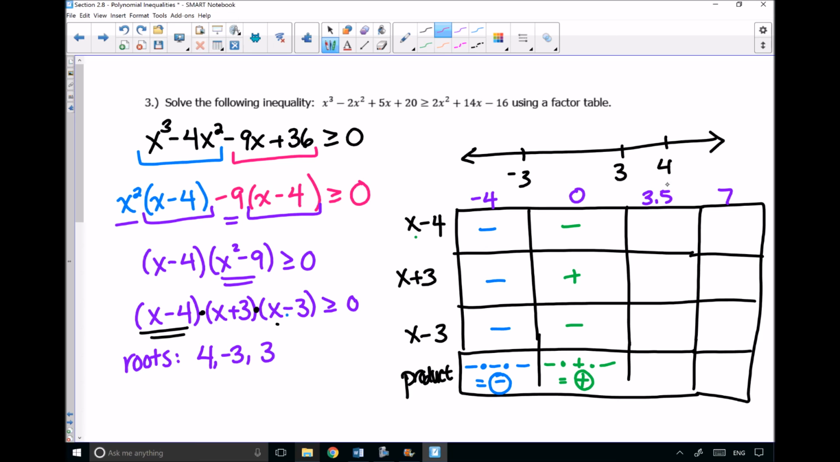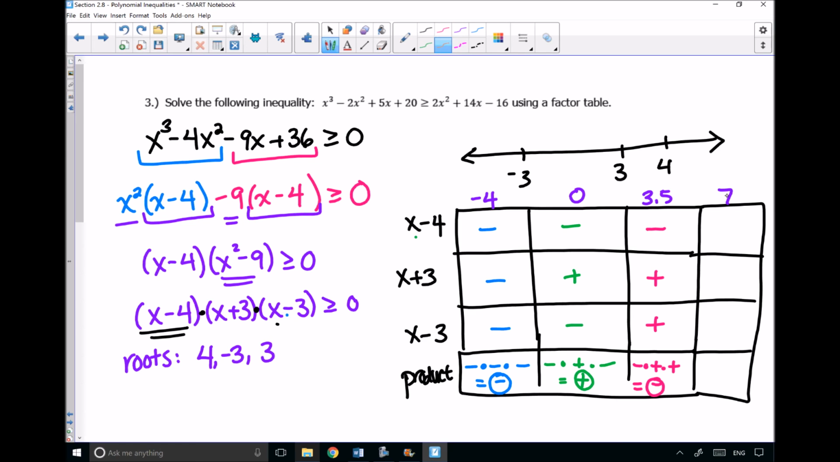So here, if x is 3.5, if I do 3.5 minus 4, I get a negative. If I do 3.5 plus 3, I get a positive. And if I do 3.5 minus 3, I still get a positive. So here it'll be negative times positive times positive, which is going to give me a negative. So I know this is negative. Please try the last column and then come back to me to see how you did.